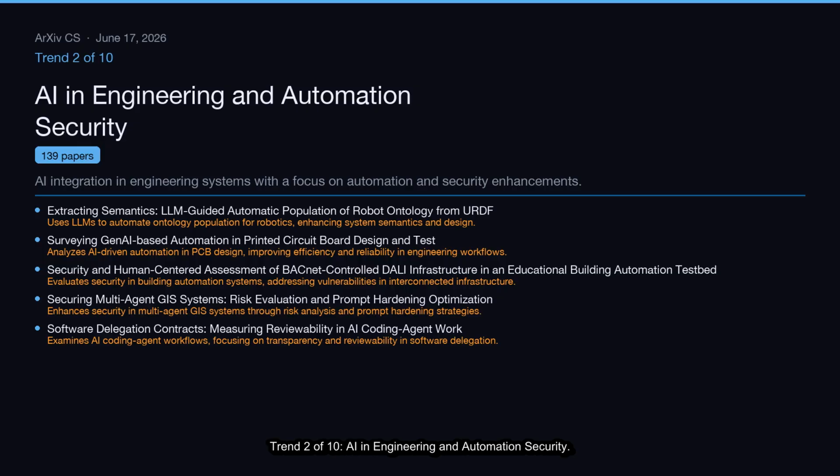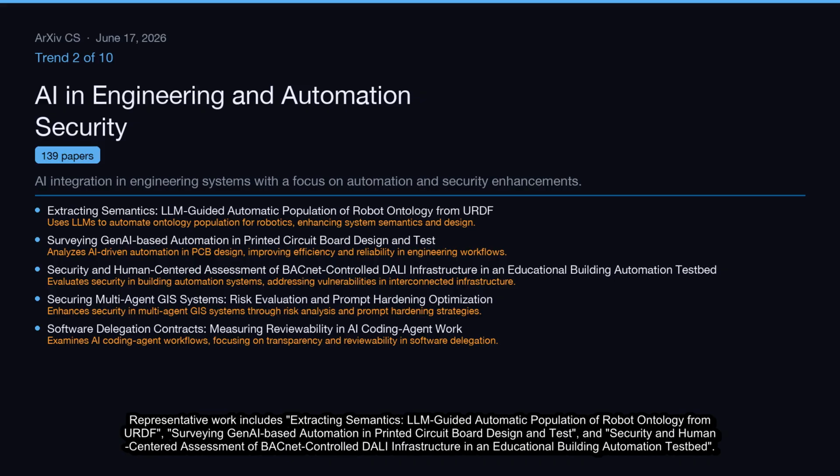Trend 2 of 10, AI in engineering and automation security. AI integration in engineering systems with a focus on automation and security enhancements. This cluster covers 139 papers. Representative work includes Extracting Semantics, LLM-guided automatic population of robot ontology from URDF, surveying Gen AI-based automation in printed circuit board design and test, and security and human-centered assessment of BASINET-controlled DALI infrastructure in an educational building automation testbed.